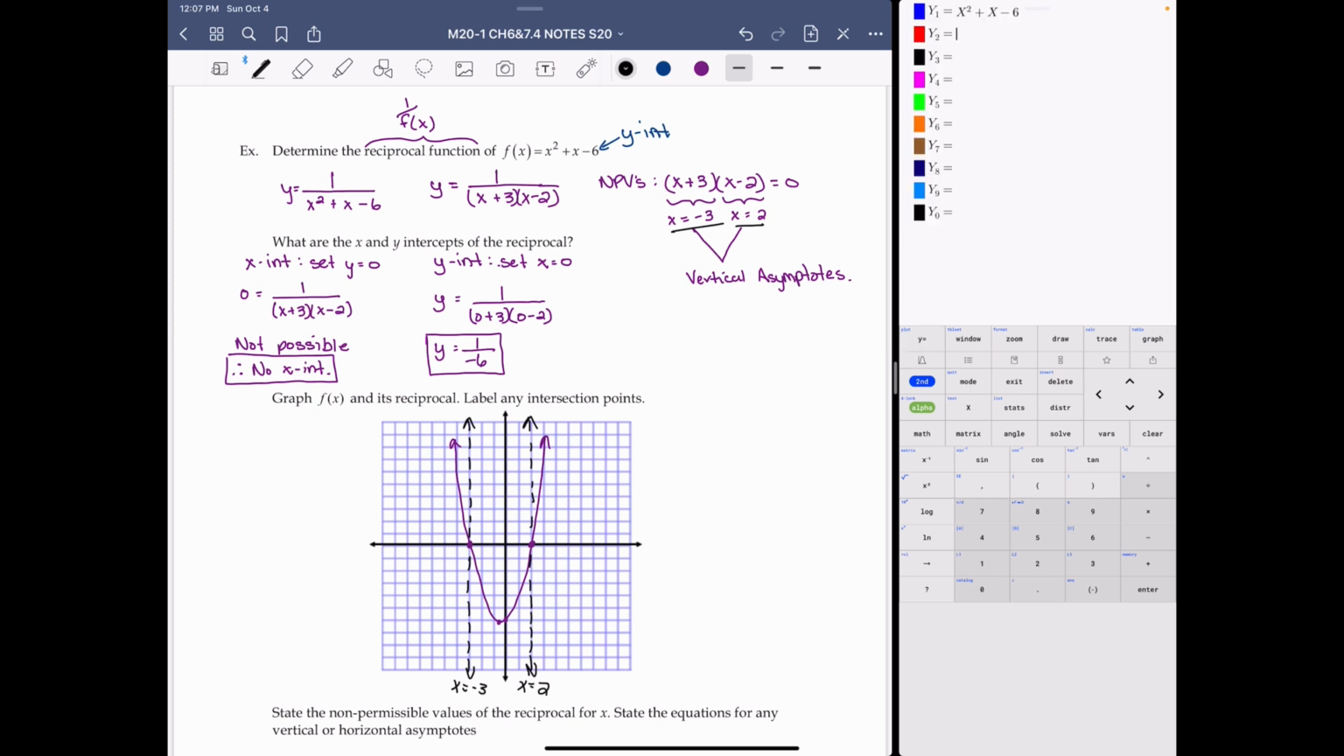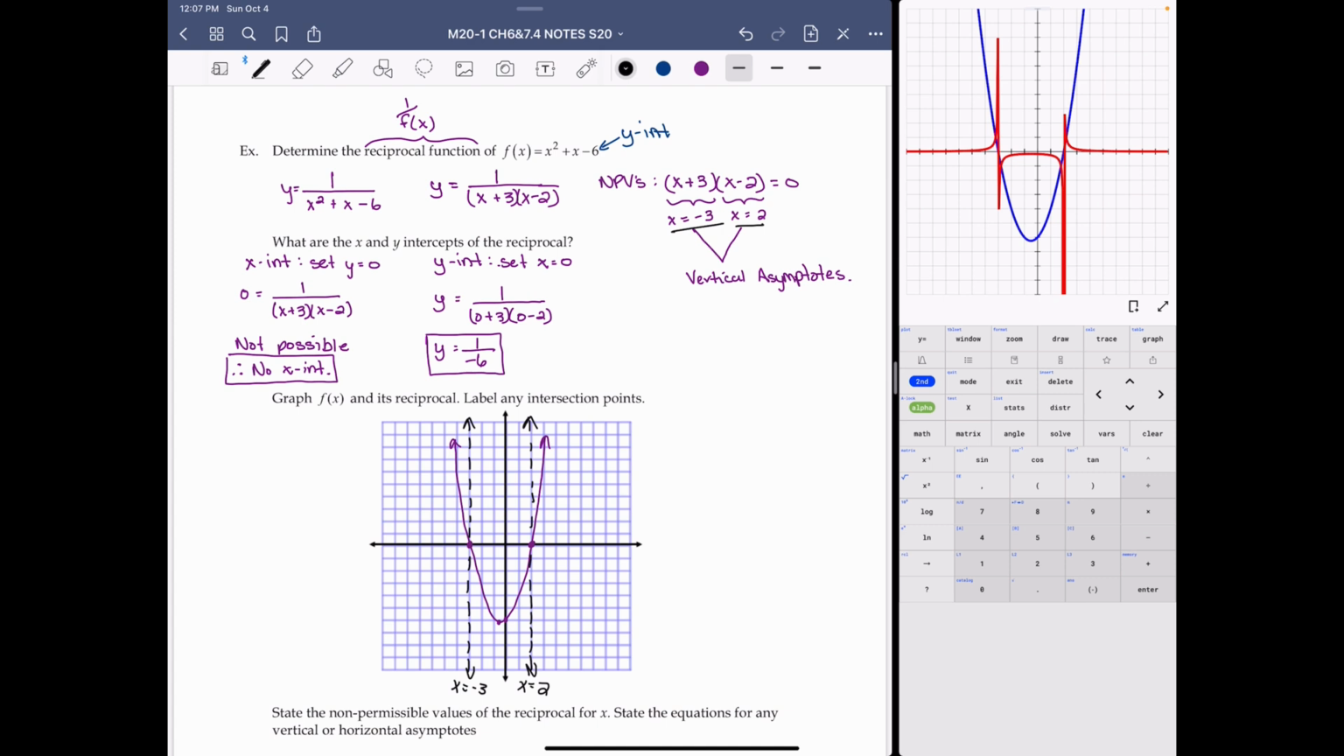I can use my graphing calculator to help me. 1 divided by bracket x squared plus x minus 6, close bracket. And we get this. So again, it looks like a heartbeat.